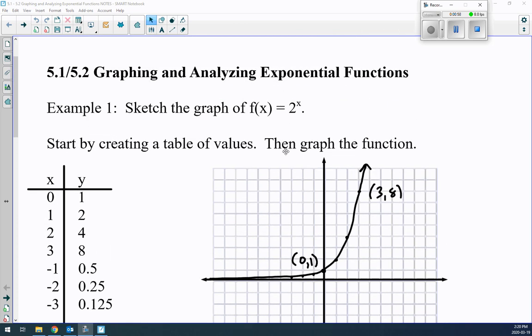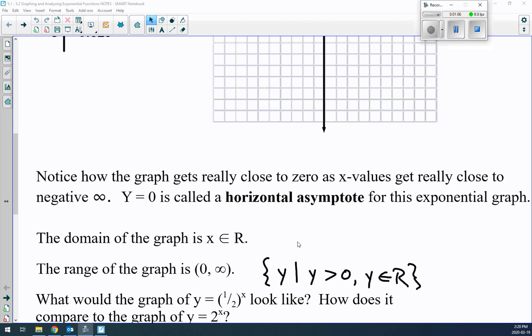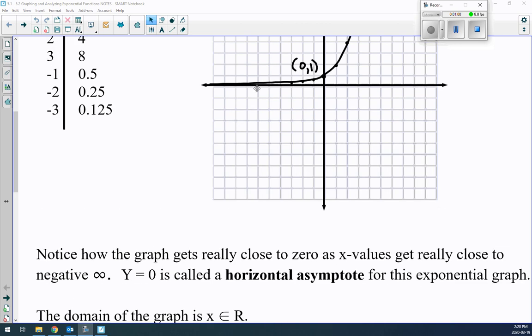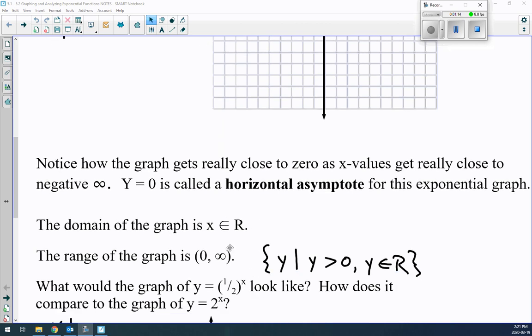And the difference is, for instance, if this was f of x equals 3 to the x or 4 to the x or 5 to the x, it would just go up faster. But the shape is still the same. Okay. So y equals 0 down here, that's our horizontal asymptote. So now the domain is -infinity to +infinity, or x is an element of R. Range is 0, but doesn't include it because it doesn't touch it, all the way up to +infinity. Or the other way to write it is y is greater than 0.